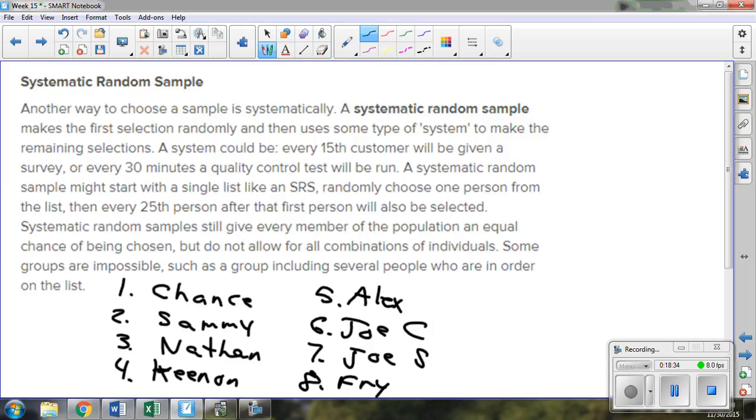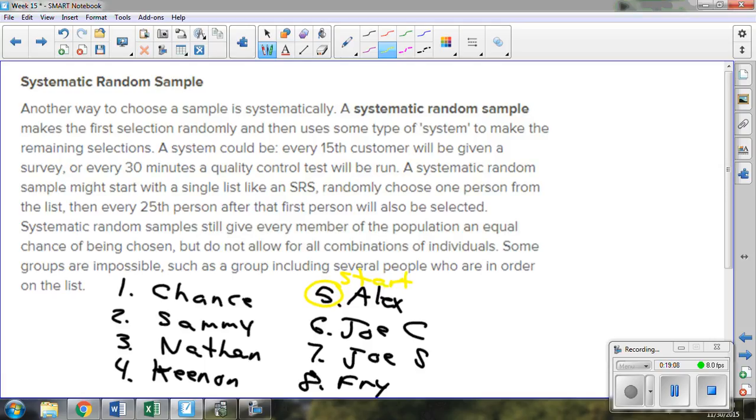Okay, so we'll start right here. You would start off with a list, which is of course what we would do to get a simple random sample. But what we would do is pick a random name out of a hat, and that's where you would start. So let's say we reach into the hat and suppose for a second that number 5 came up first. This is where we would start.